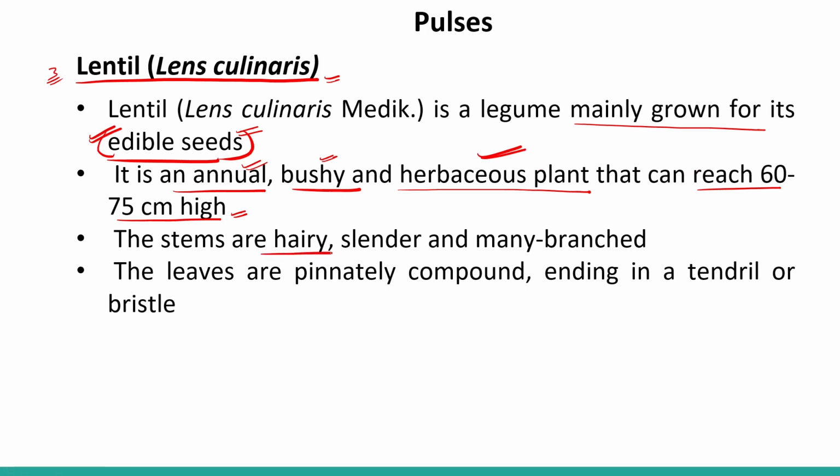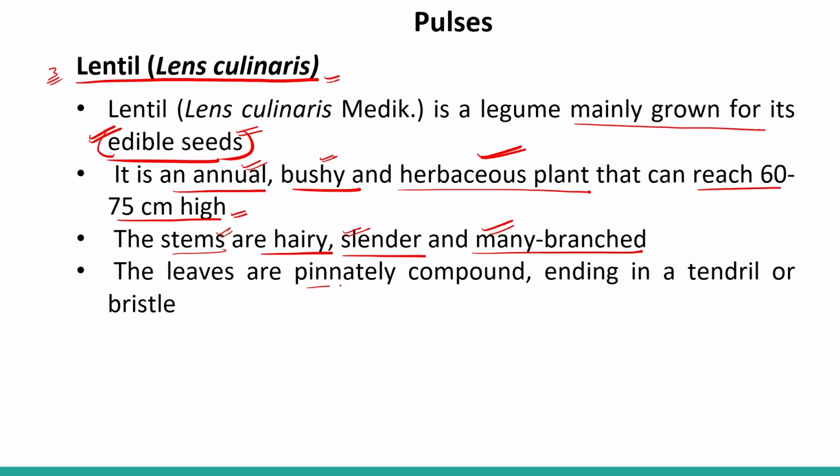The stems are quite hairy, meaning they have small hairs on the stems, and those hairs are called ramenta. Slender and mainly branched, so the stems are quite small in height, that is slender, and they have lots of branches. So it is having branching.